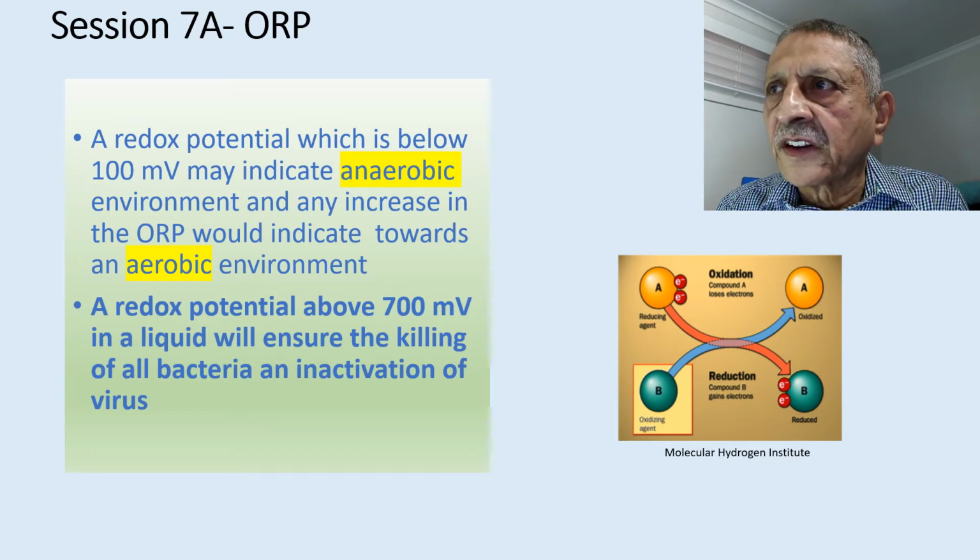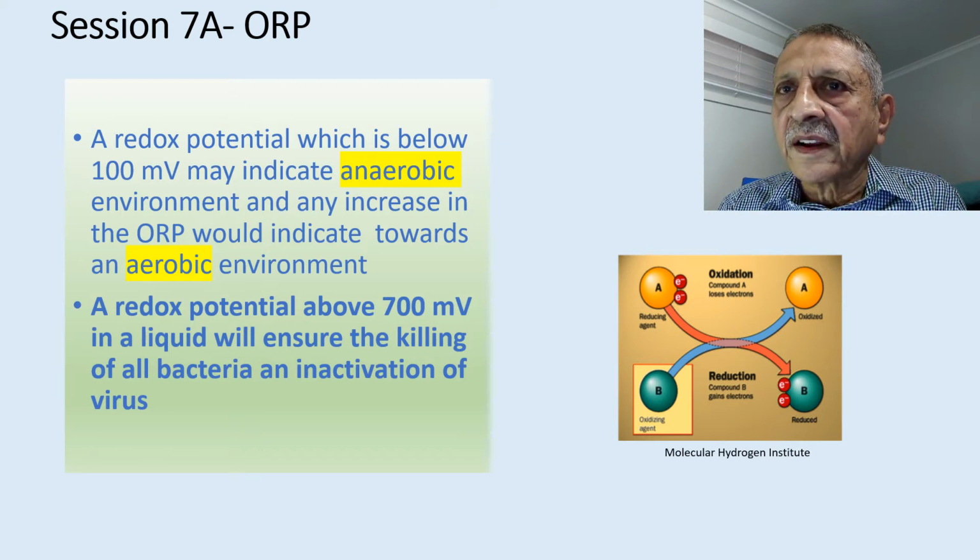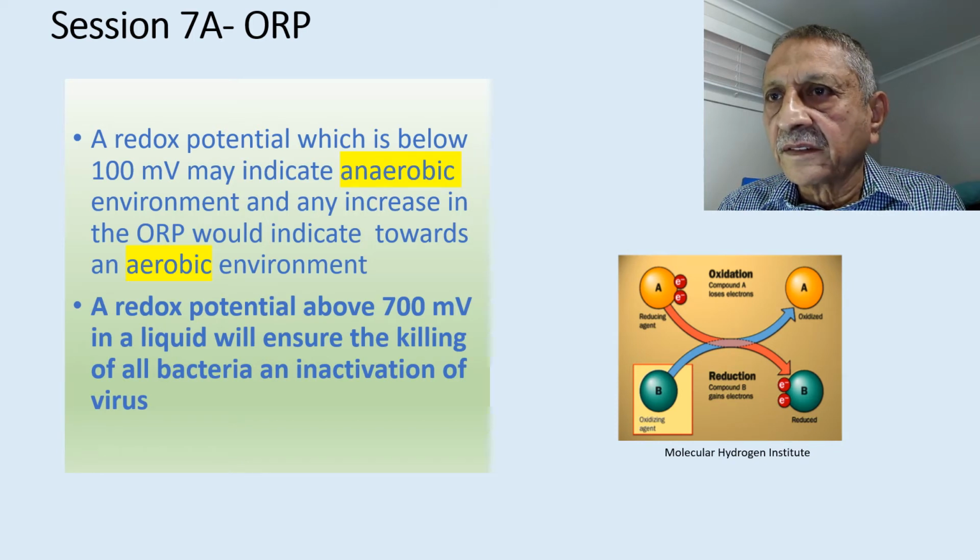Now, with respect to the ORP, if you find the ORP in, say, water, for example, below 100 millivolts, then it could give you an indication that it is an anaerobic environment. And if the redox potential increases, as during oxygenation, then the anaerobic status will become aerobic. And a redox potential above 700 millivolts in a liquid, generally water containing the chemicals, will ensure the killing of all bacteria and inactivation of virus.